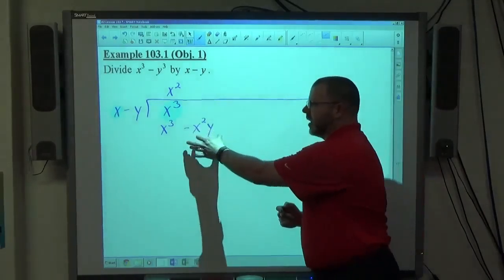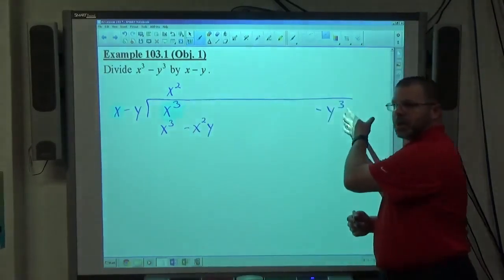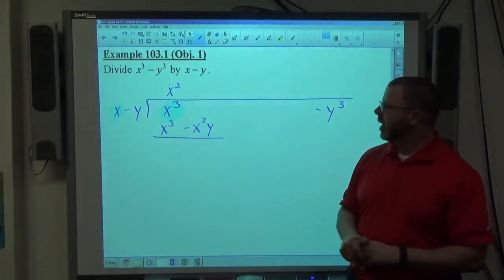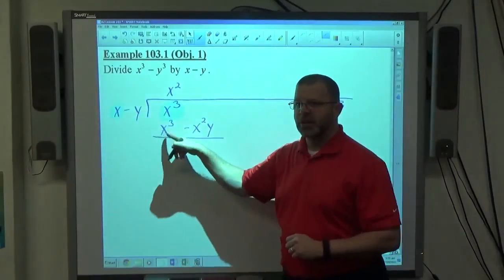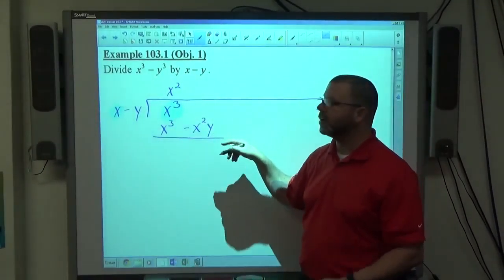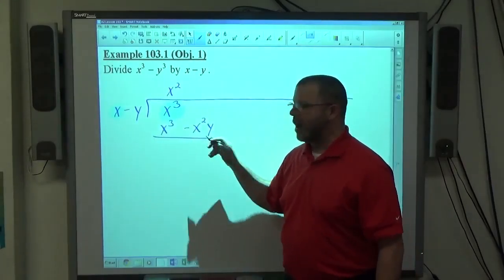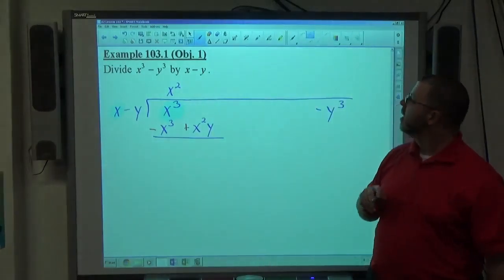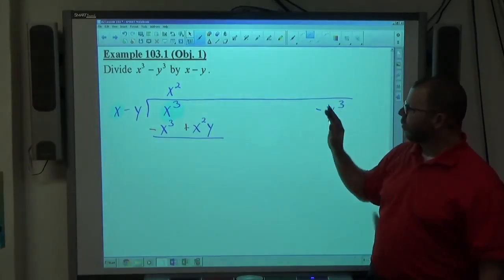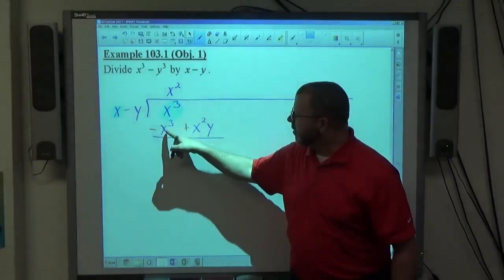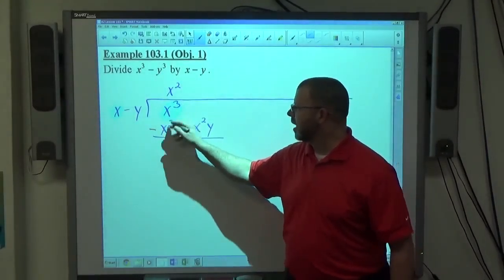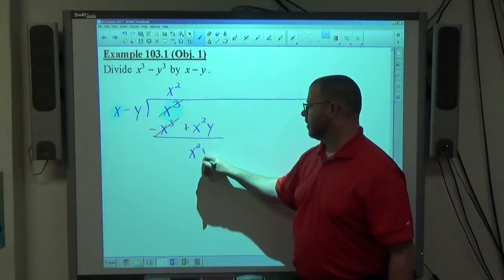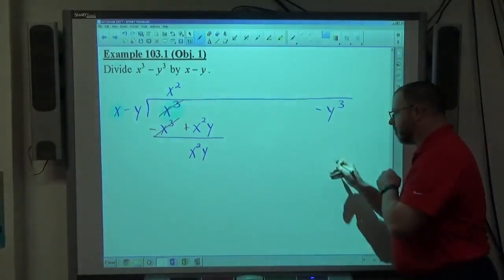Again, if this second object happens to be a y cubed object, put it underneath y cubed. Otherwise, put it in the empty space. After we multiply the answer times the entire divisor to get the binomial product, we're going to subtract. Subtraction is changing signs, so x cubed becomes negative, x squared y becomes positive. What should happen is that this object and this object are opposites. Positive x cubed and negative x cubed cancel, and you get x squared y, gap, minus y cubed.